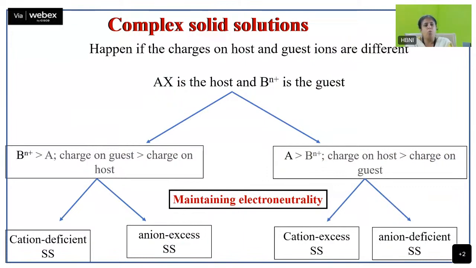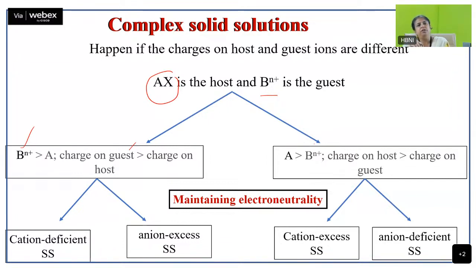Okay. Now what happens if the charges on host and guest ions are different? Here, what I want to say is, suppose I have AX as the host and I am replacing with B^n+ as a guest. What can happen? Your n can be greater than A. That means the charge on the guest is greater than the charge on the host. Or it could be lesser than A. Charge on the host is greater than the charge on the guest.